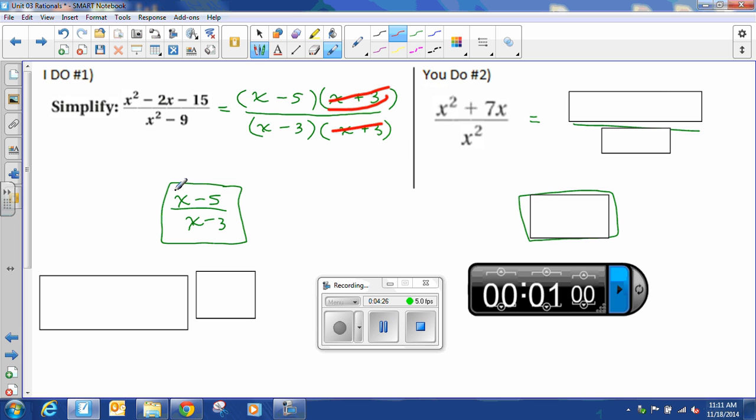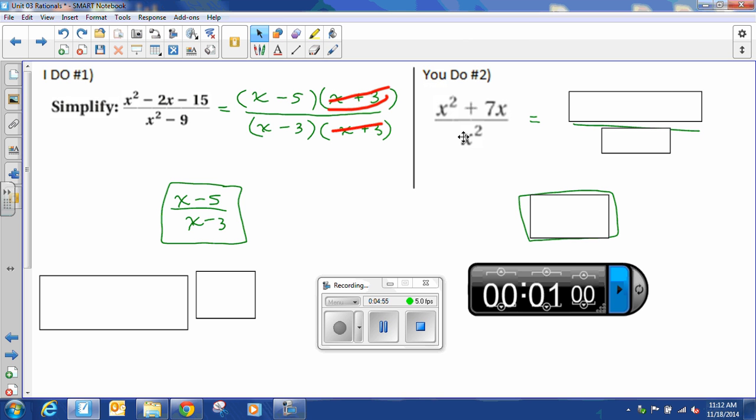A lot of students want to do this. They want to cancel the x's, but that is very illegal because the x and the 5 are joined by subtraction. In other words, whenever the terms are joined by addition or subtraction, you cannot cancel. If these were multiplying each other, for example, if it was negative 5x and negative 3x, then yes, you could cancel the x's. But this is the final answer.